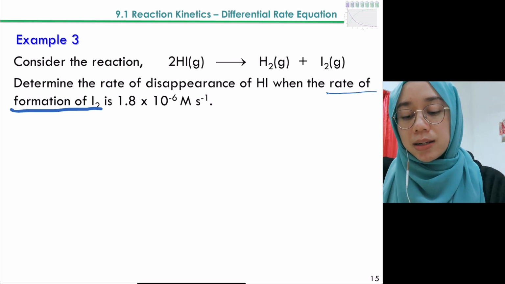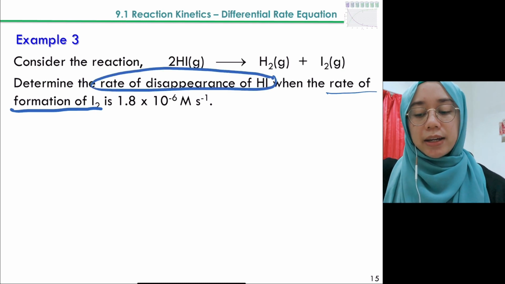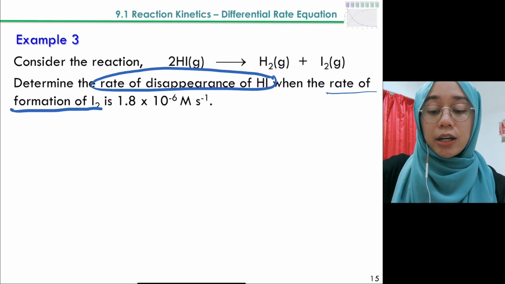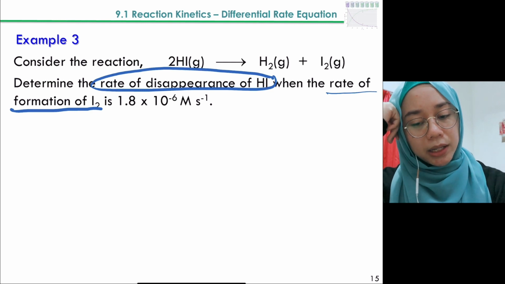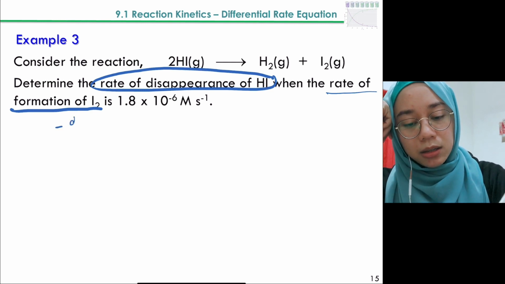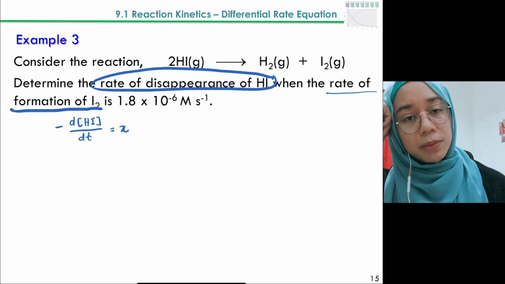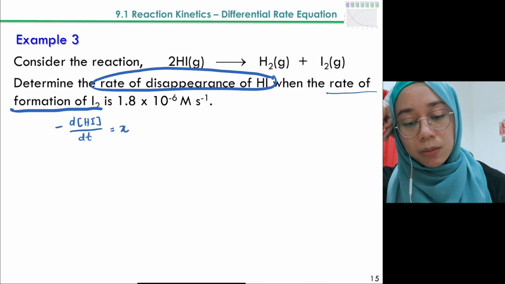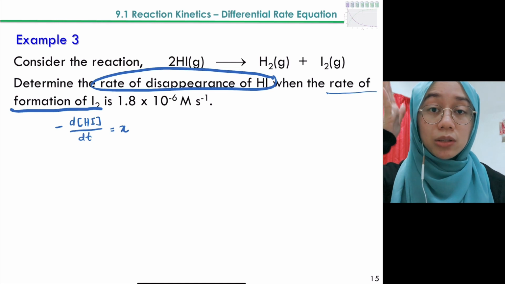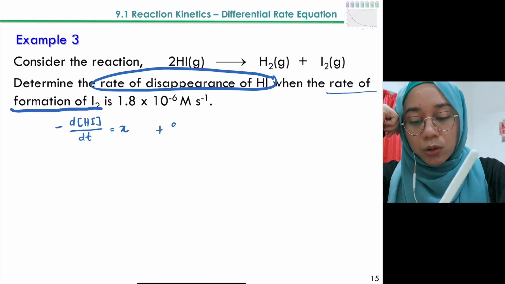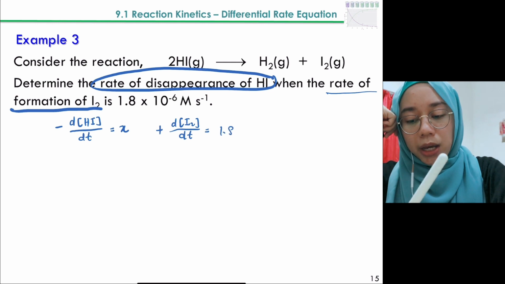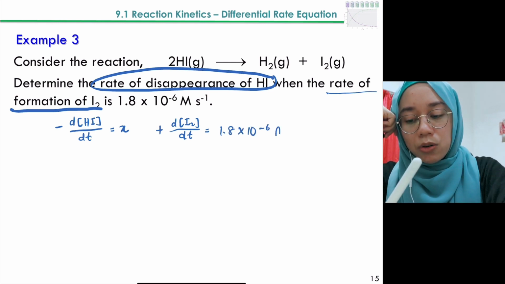And soalan pula tanya pasal rate of disappearance of HI. Okay, jadi kita keluarkan dalam bentuk equation lah. So, bila kita keluarkan dalam bentuk rate equation, apa yang kita dapat adalah, so HI, ini yang kita nak cari, over dt, rate of disappearance dia. So, mesti letak itu sebagai X. Okay, meanwhile, info yang kita ada pula adalah pasal rate of formation. Formation bermaksud positive sign. And after all, iodine adalah sebelah produk kan. So, make sure dia positif. So, rate untuk menghasilkan iodine pula adalah 1.8 exponent negative 6 molar per second.